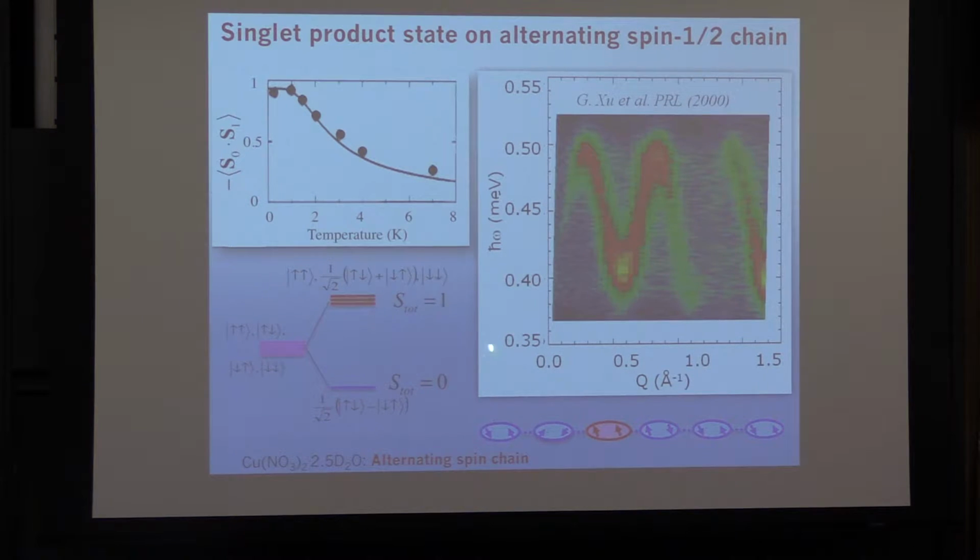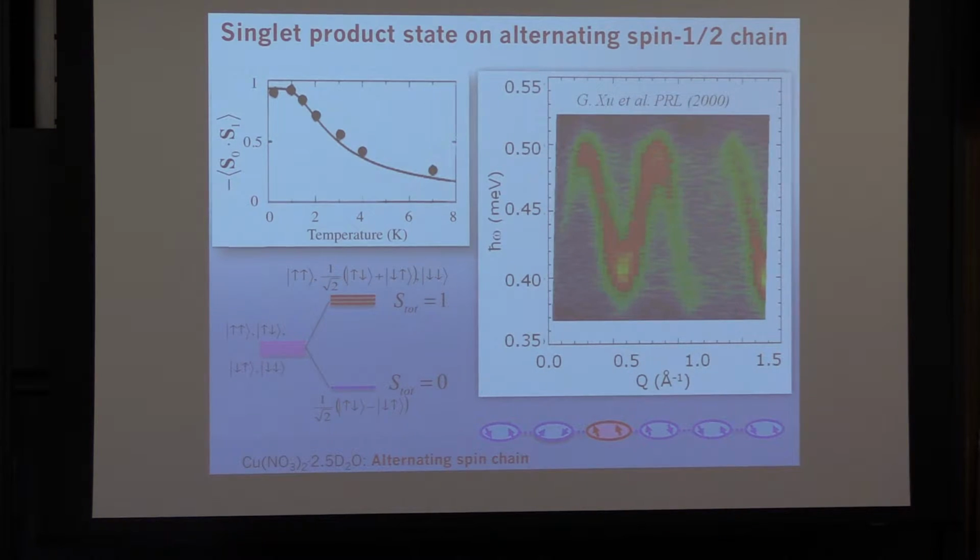Okay, and what the data looks like is shown here. This is the energy and momentum dependence of inelastic scattering. And you see that most of the intensity sits at around 0.45 millielectron volts, but there's some kind of sinusoidal dispersion that you see. Now the amplitude of that dispersion relates to the weak interaction that you have between these spin pairs. So that's one thing I wanted to point out.